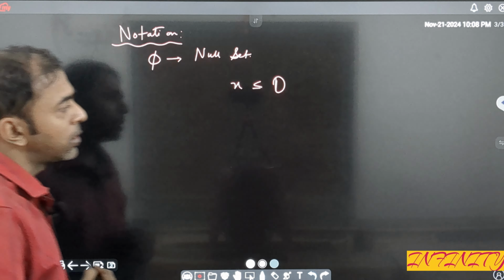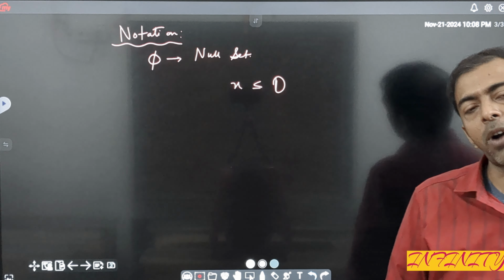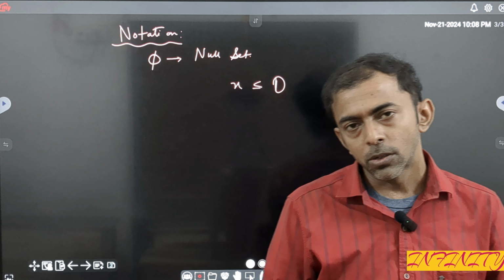We all know that there are no negative natural numbers. Natural numbers actually start from 1, so there are no negative natural numbers. Even 0 is not a natural number. So there are no natural numbers in the negative zone or 0. So this set is actually a null set, or empty set, or void set.